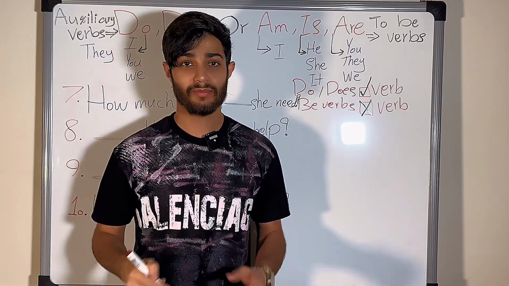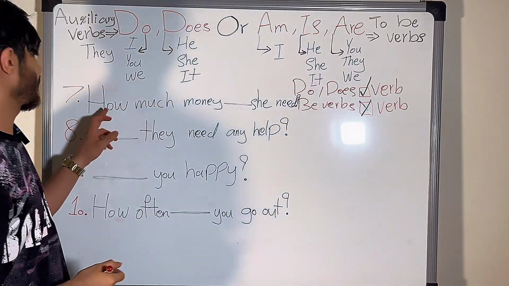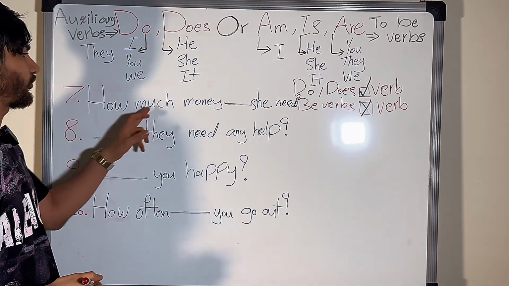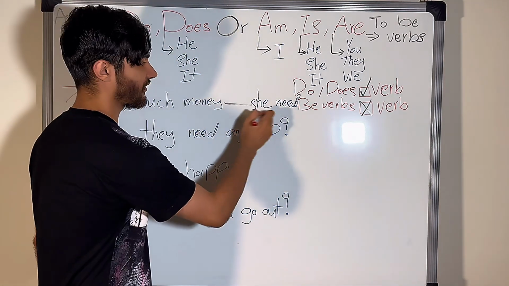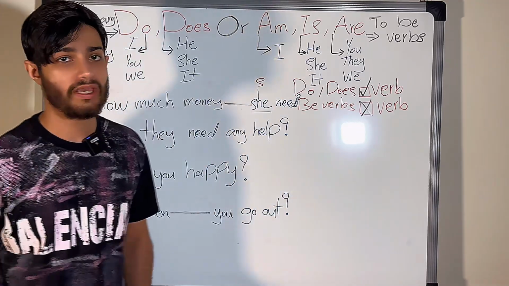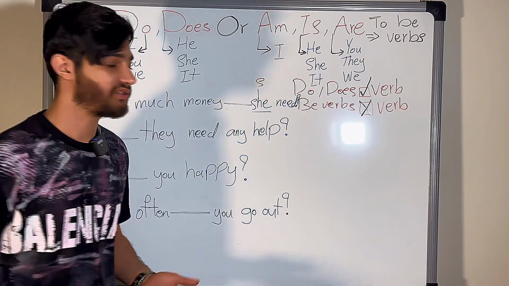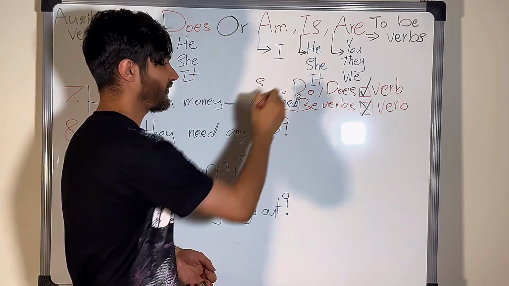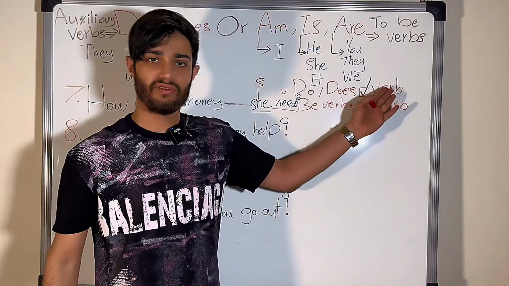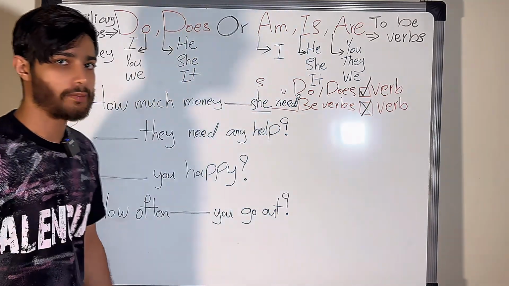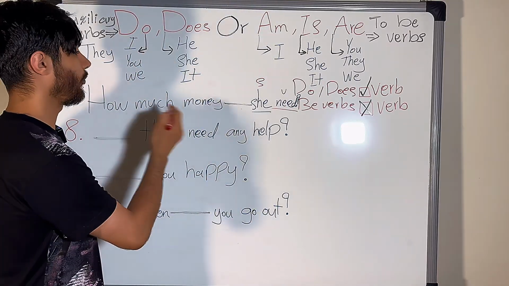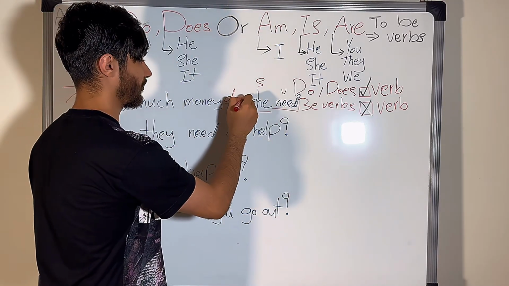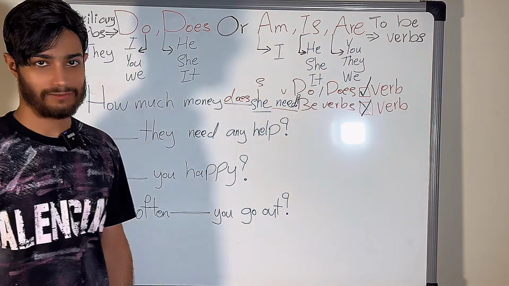Let's see number 7. The example is how much money she need. What's the subject? The subject is she. And do I have a verb? Yes. What's my verb? My verb is need. So when I have a verb in the sentence and my subject is she, I have to use does. How much money does she need?